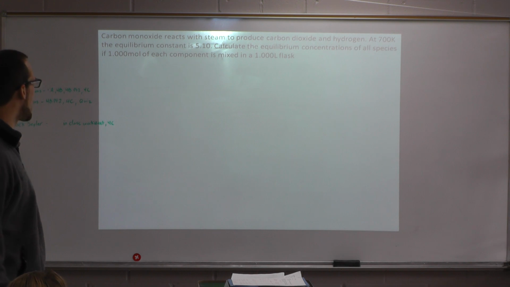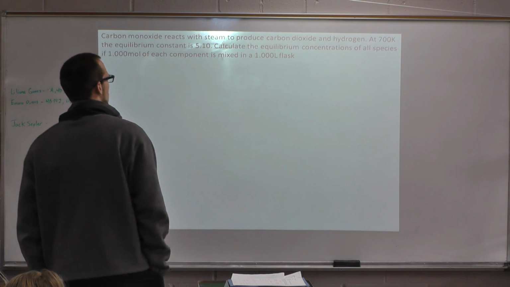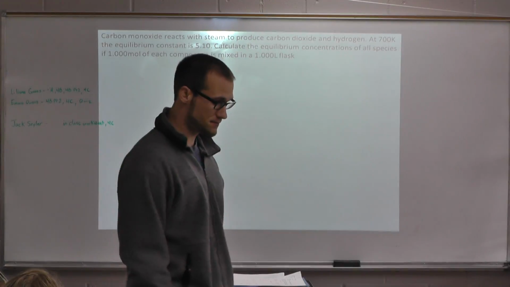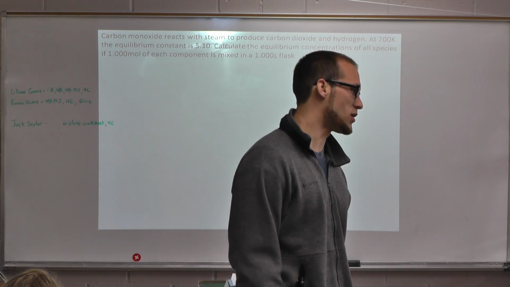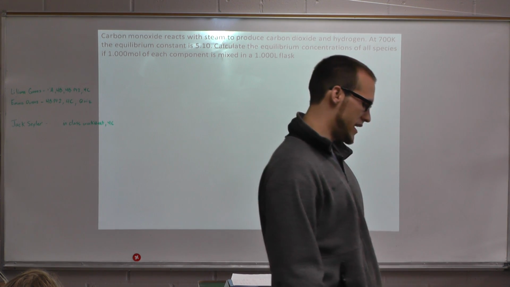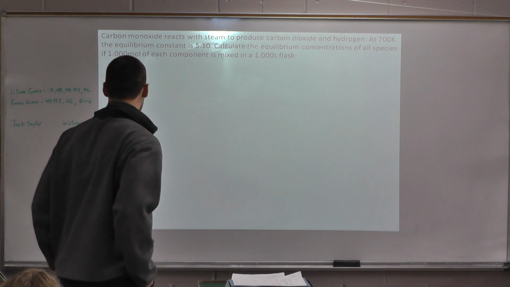Here it says carbon monoxide reacts with steam to produce carbon dioxide and hydrogen. At 700 Kelvin, the equilibrium constant is 5.10. Calculate the equilibrium concentrations of all species if you have 1 mole mixed in a 1 liter flask. Notice they didn't give us the equilibrium concentration of anything. Now, I gave you kind of a step-by-step process, and this is going to work for really most situations.